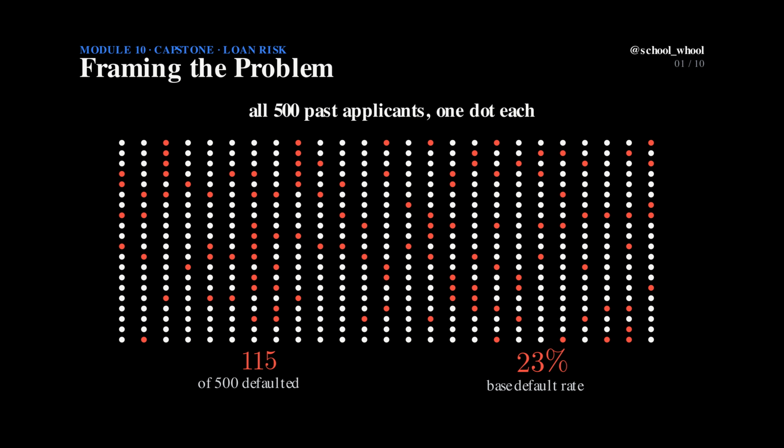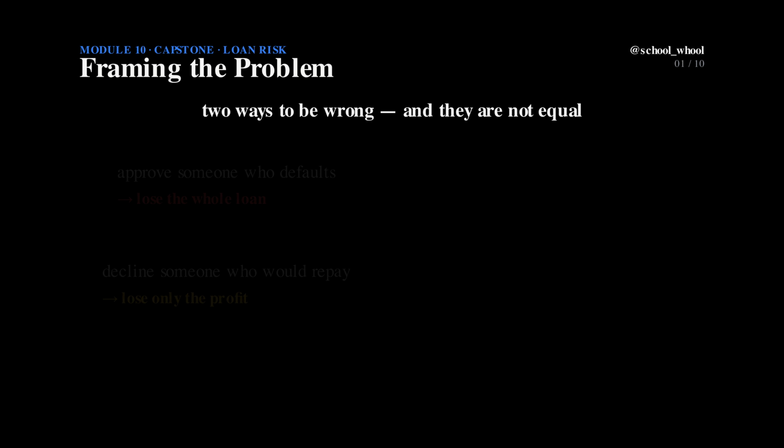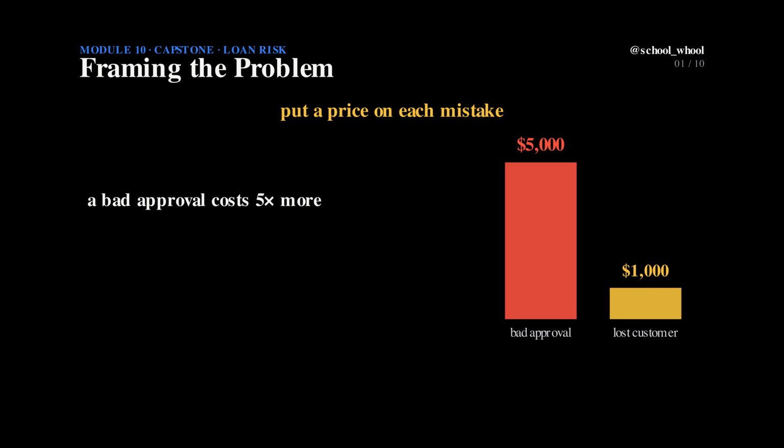Now, our model will sometimes be wrong, and there are two very different ways to be wrong. We can approve someone who then defaults, and lose the whole loan. Or we can decline someone who would have repaid, and lose only the profit we'd have earned. These are not equally bad. Let's put real prices on them. Say a bad approval costs the bank $5,000, while turning away a good customer costs $1,000. A bad approval hurts 5 times as much. That asymmetry is the heart of this whole project.